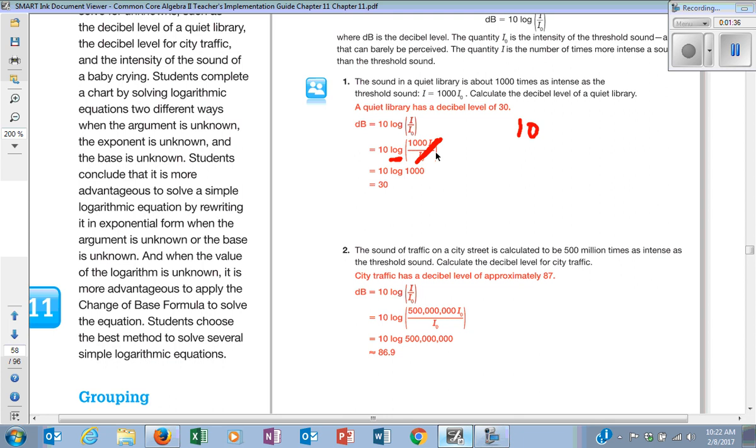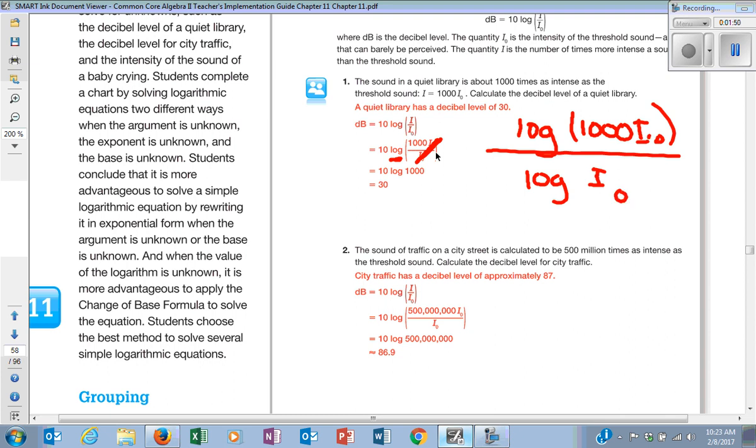Remember, I can't cancel it out if it looked like this: a log of 1,000 I0 over log of I0. These guys would not be able to cancel out then, because I've got to take the log of it, then the log of this, then divide. These would not cancel out, but this is the log, and these guys are in the parentheses together. They will cancel out. So you're left with just 1,000 in there.